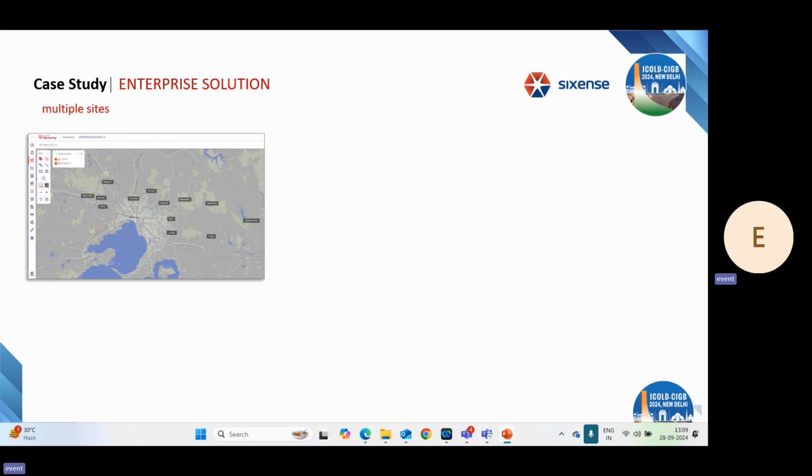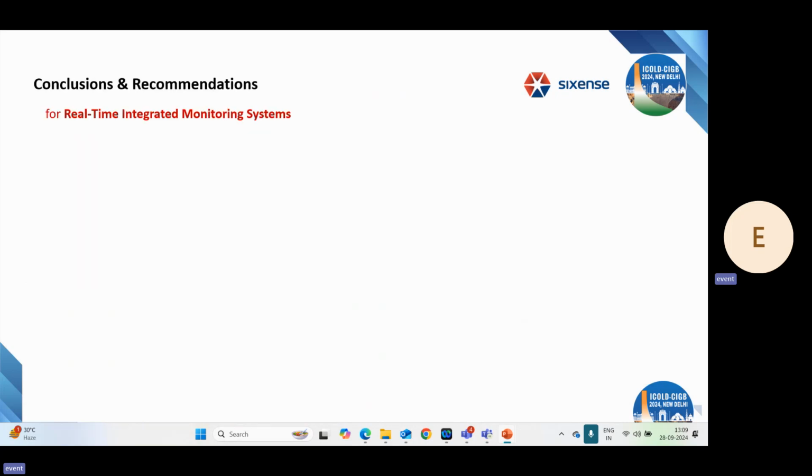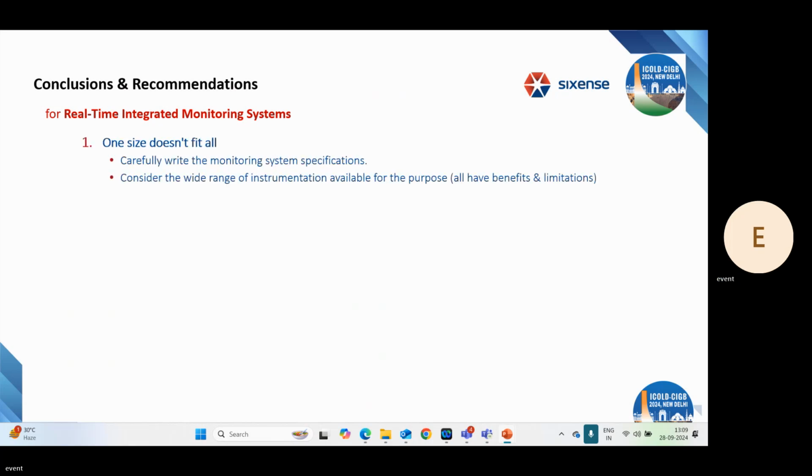Of course, consider a solution that might be fit for purpose for your enterprise. So many operators have multiple sites, so consider a solution that can handle all that data and have all your sites in the one solution. So to conclude, one size really doesn't fit all when we talk about systems integration. Okay, so carefully consider your specifications if you're looking for a system, and consider the wide range of instrumentation available.